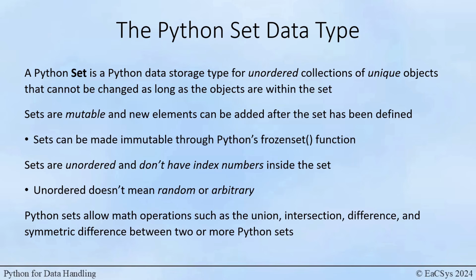Python sets allow for math operations such as the union, intersection, difference, and symmetric difference between two or more Python sets. This means that it is possible to compute union, intersection, difference, and symmetric differences between two or several Python sets. This property can be used as one of the many ways to find duplicate objects, or for similar uses of these math operations.